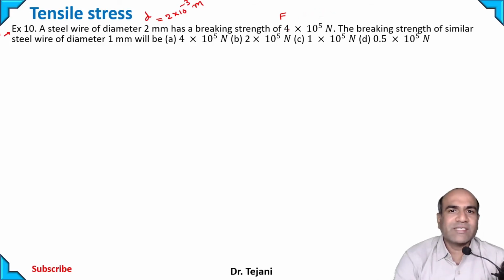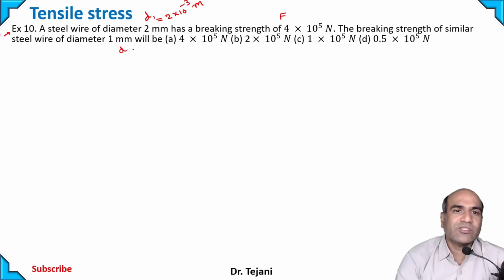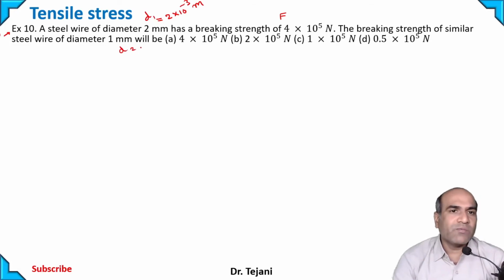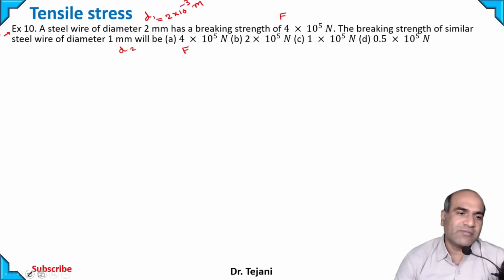But as of now, the breaking strength is given for the force F equal to 4 multiplied by 10 power 5 Newton. The breaking strength of a similar steel wire of diameter, if we change the diameter, let's say this is D1 and this is D2. D2 becomes 1 millimeter. So what will be the breaking strength? What should be the force for that? Oh, it's very simple.